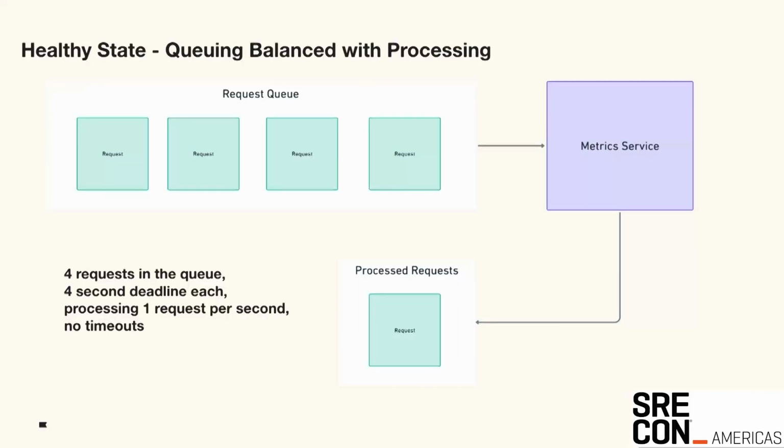Each one has a 4-second deadline, and our service is chugging along, processing one request per second. In this state, we won't see any timeouts, right? If we start at T0, the first request gets processed at T1, after 1 second, the second request gets processed at T2, et cetera. And so we can get all four in within their deadline. We're in a healthy, balanced state. We get the work done.